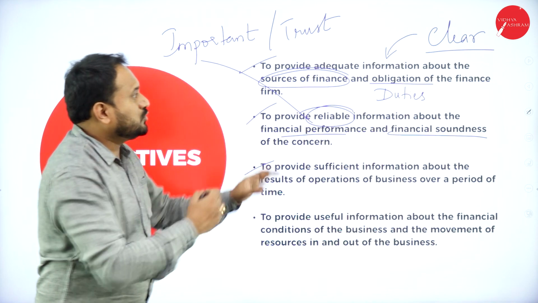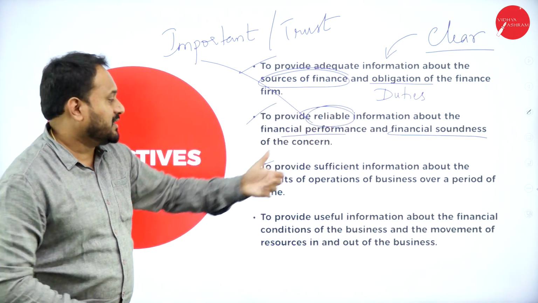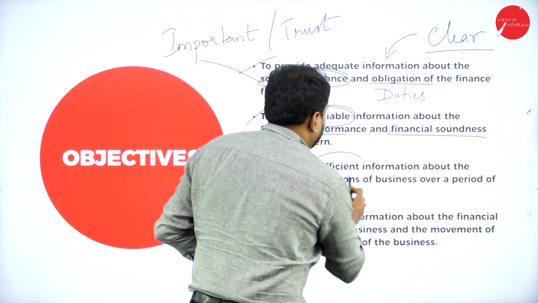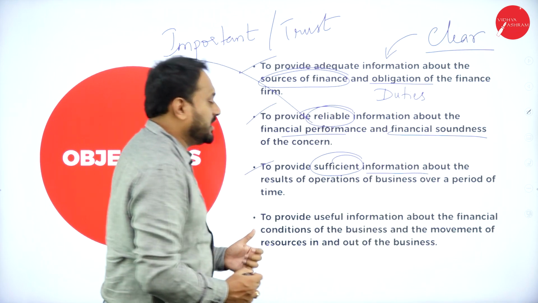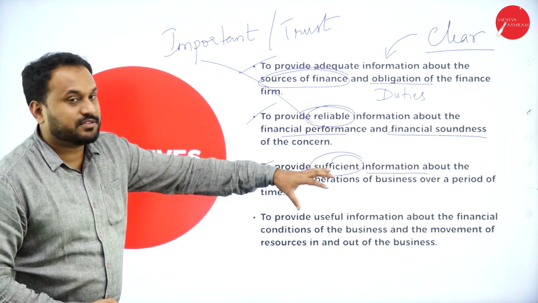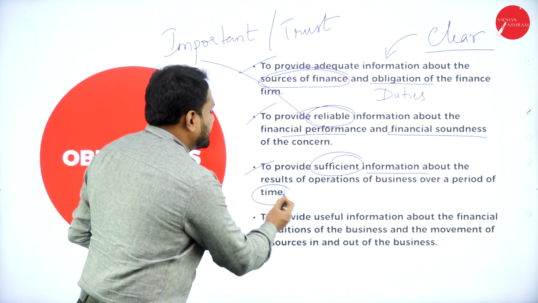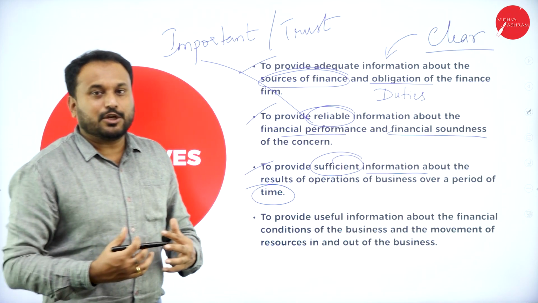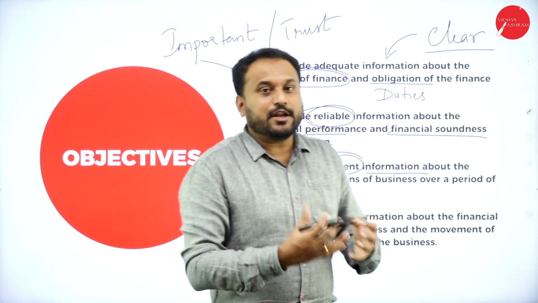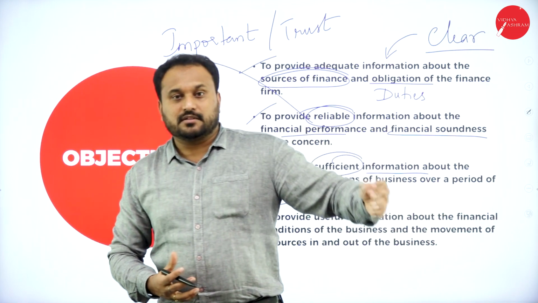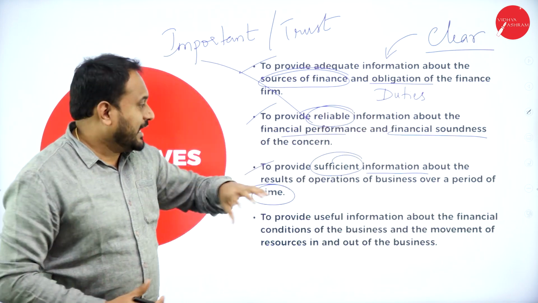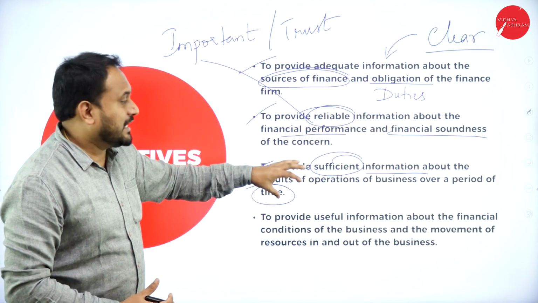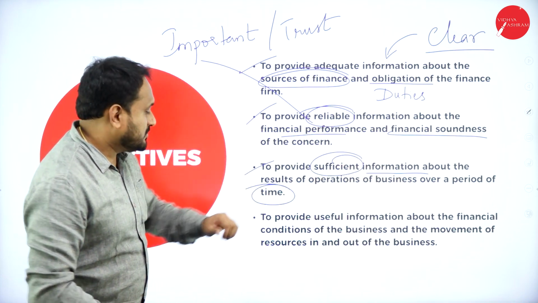Next is, through that information, what will happen: that is, to provide sufficient information about the results of operation of a business over a period of time. So, for example, if you want to go with 2016, why do you need to think about 2014, 13, 12? Only those information you are supposed to get, that is over the period of time.